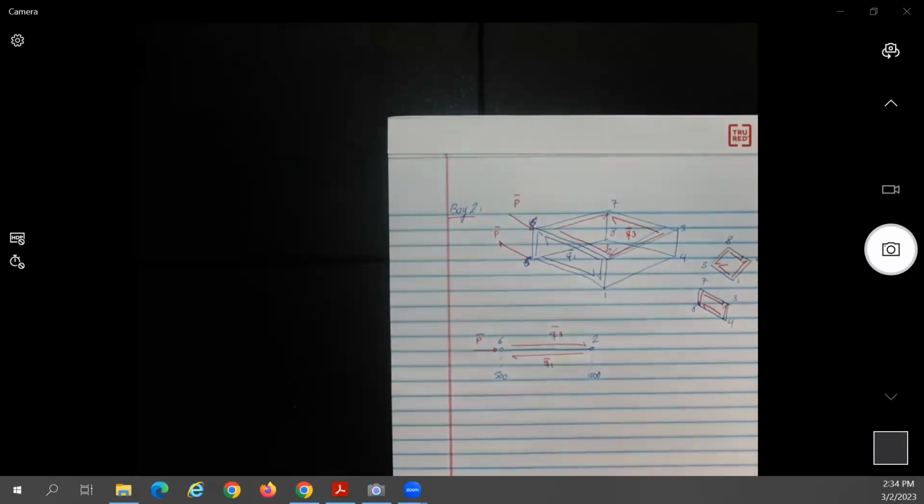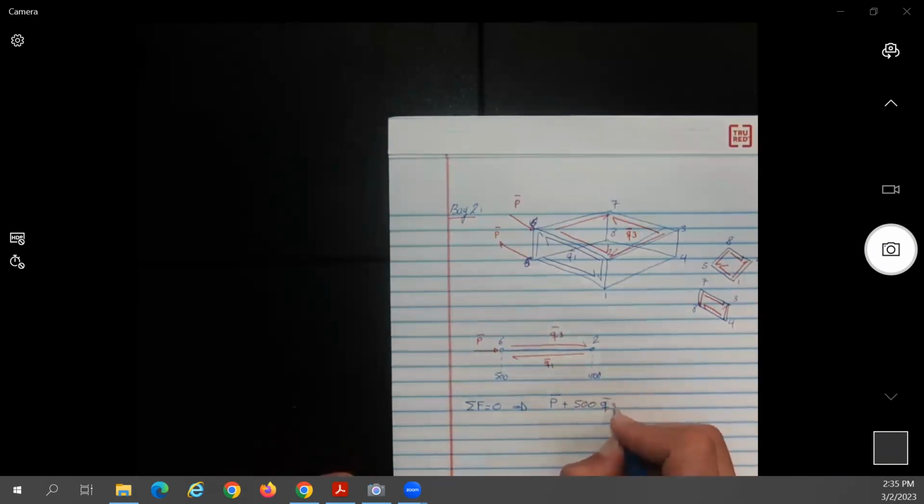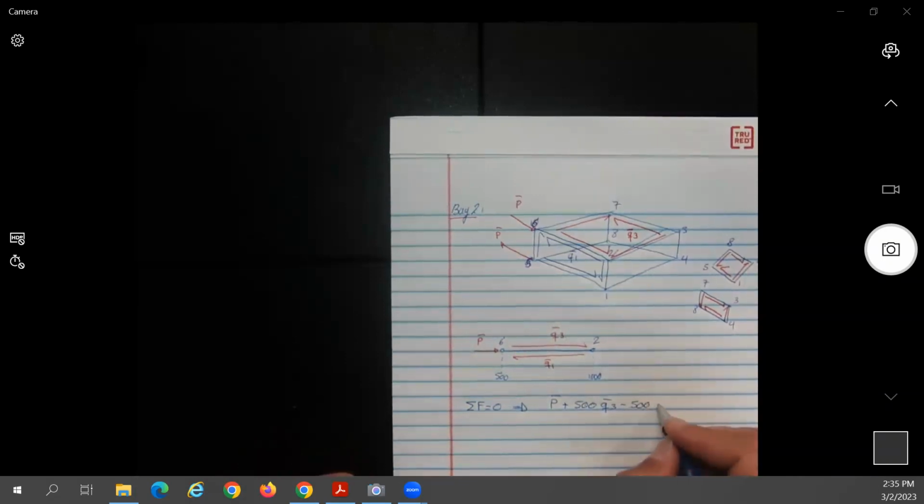Okay, so once again, we need to do the summation of forces equal to 0 by looking at these figures. So this will give you what? P bar plus 500 Q bar 3 minus 500 Q bar 1 equal to 0.